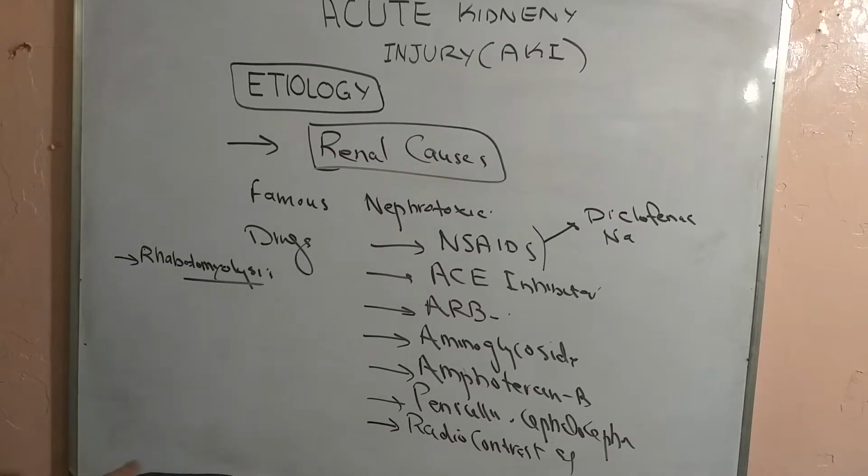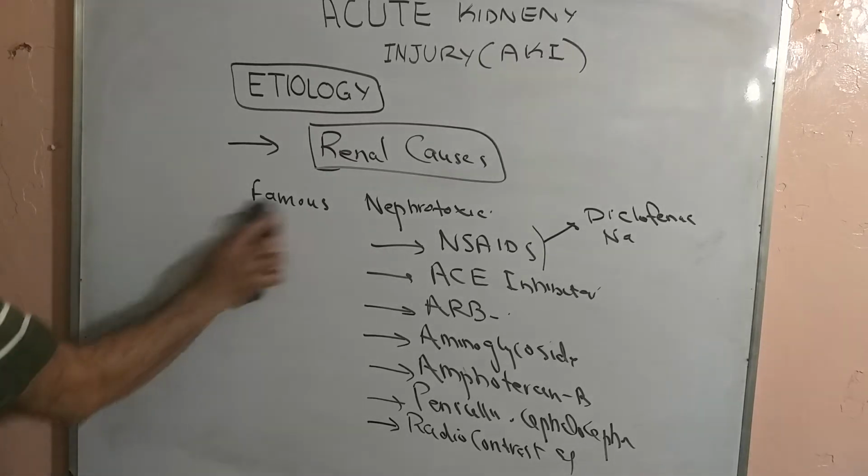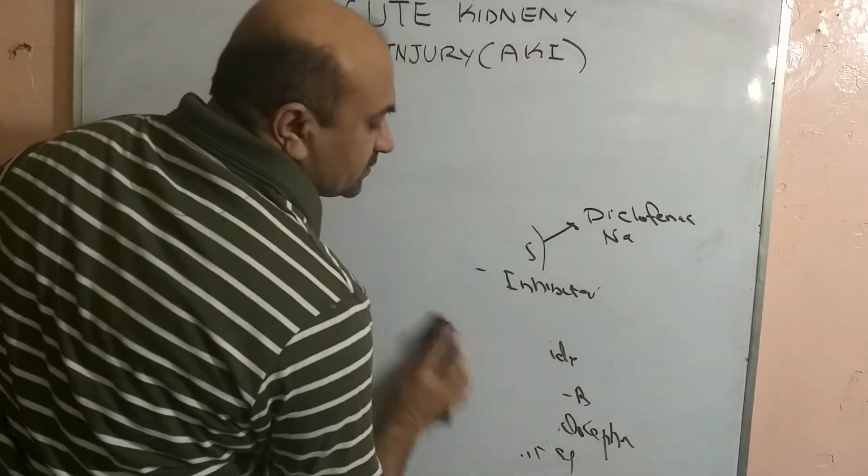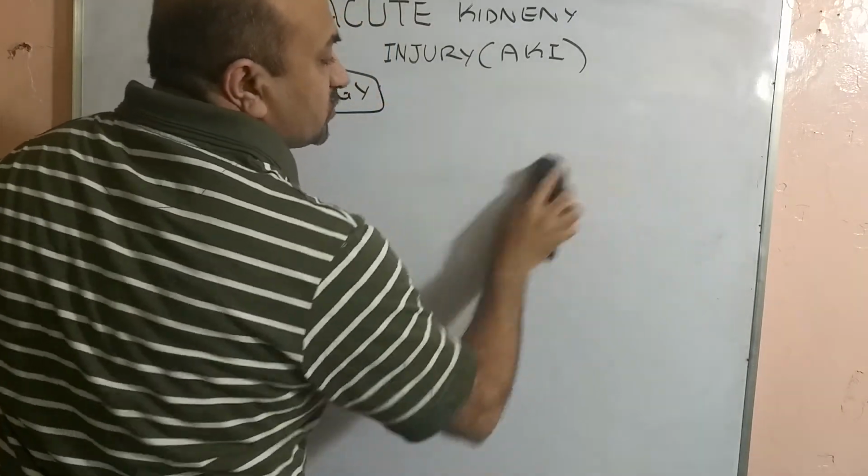Now there are some post renal causes of the acute kidney injury. Post renal causes.